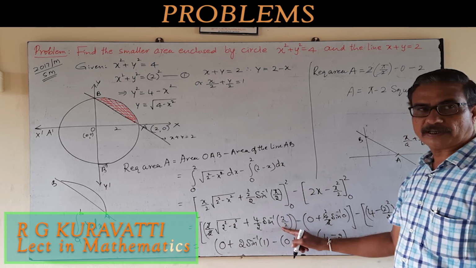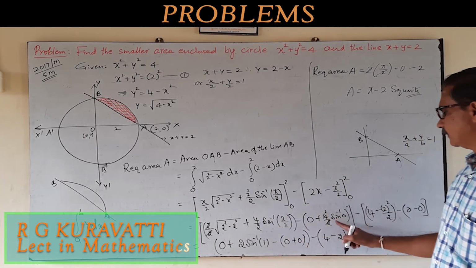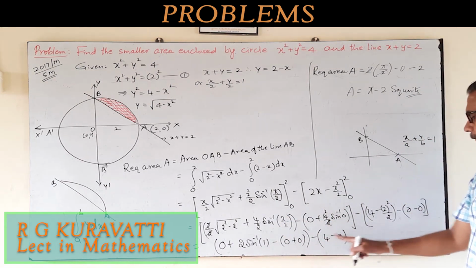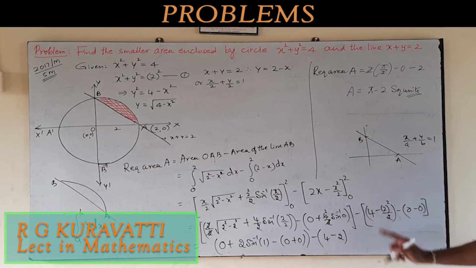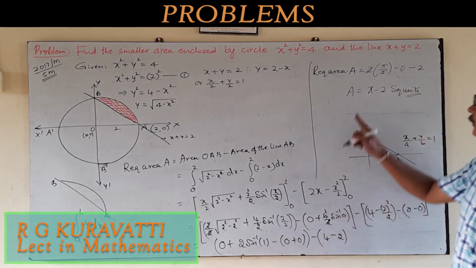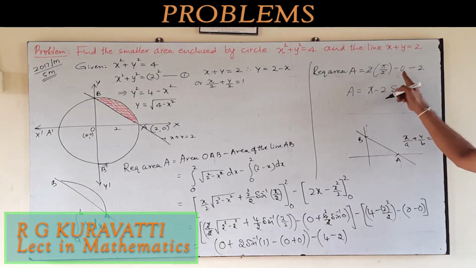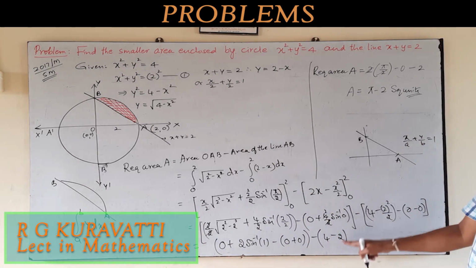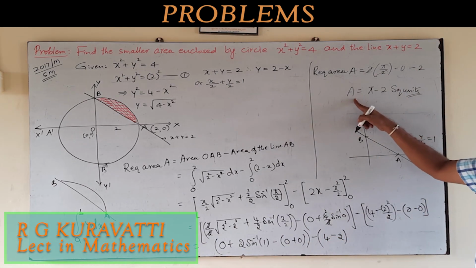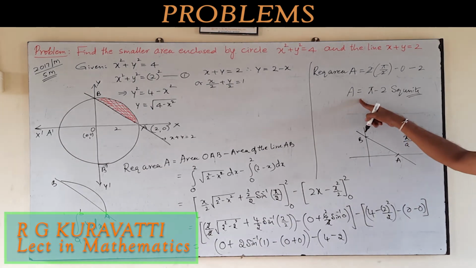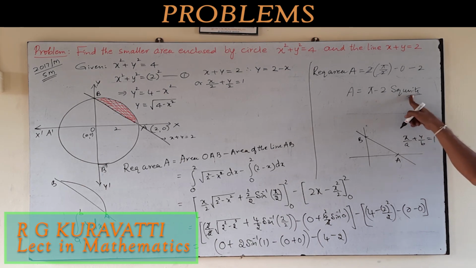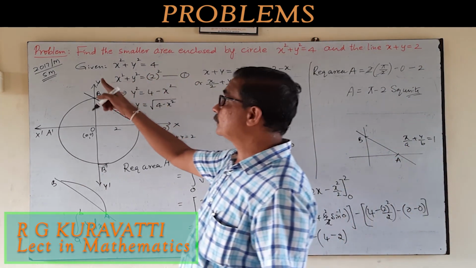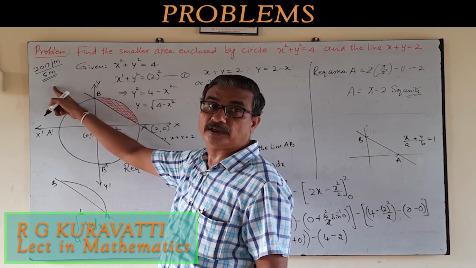Sin inverse of 1 minus sin inverse of 0 becomes 0. Minus, 4 minus 2 square by 2 is nothing but 2. That part is 0. So 2 times sin inverse of 1. Sin of which angle is 1? Pi by 2, 90 degrees. Minus 0, minus (4 minus 2) is minus 2. So the final answer, the required area of the smaller part of the circle, is A is equal to pi minus 2 square units. That question was asked in the 2017 March annual exam, a 5 mark question.